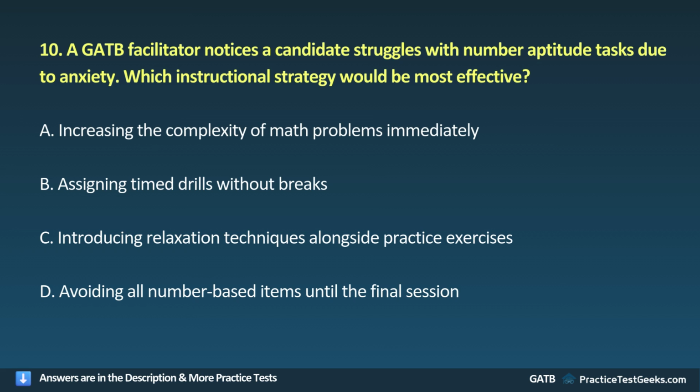10. A GATB facilitator notices a candidate struggles with number aptitude tasks due to anxiety. Which instructional strategy would be most effective? A. Increasing the complexity of math problems immediately. B. Assigning timed drills without breaks. C. Introducing relaxation techniques alongside practice exercises. D. Avoiding all number-based items until the final session.